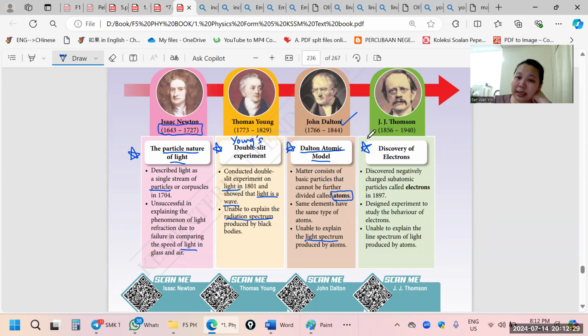Now come to J.J. Thomson. I believe all of you also know him from chemistry. Because of them, they can be called the fathers of chemistry, John Dalton and J.J. Thomson. He discovered the electron, which always moves around the nucleus. He designed an experiment to study the behavior of electrons, but still was unable to explain the light spectrum produced by the atom.